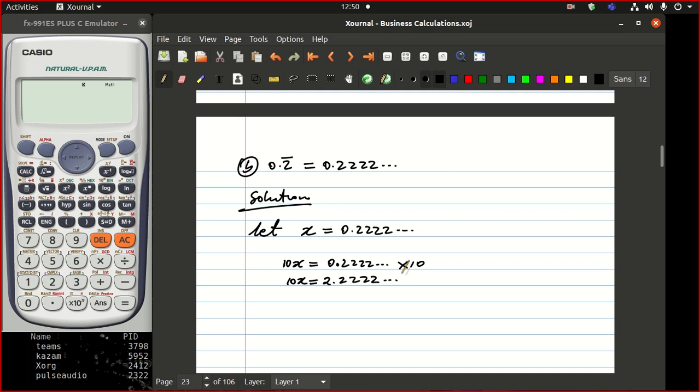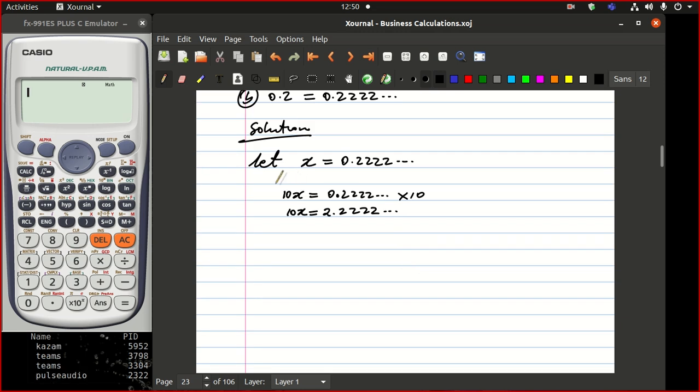Once you have that, the next thing that you need to do is check the number after the decimal point here. You can see that the decimal point is there, and this is the number after the decimal point, and you want to check, is it the same as that? So you can see that it is the same, which means we can subtract this one with that one, so that the numbers after the decimal point can be removed. So the next thing that we'll do, we'll just take 10x minus x.